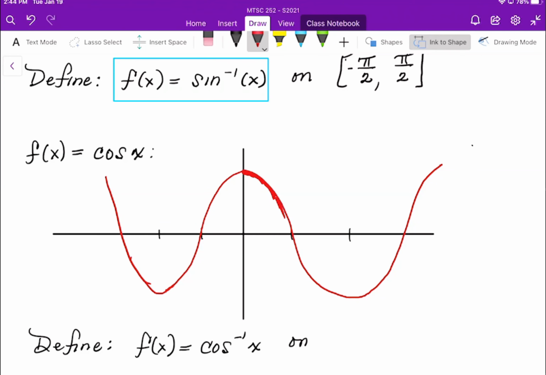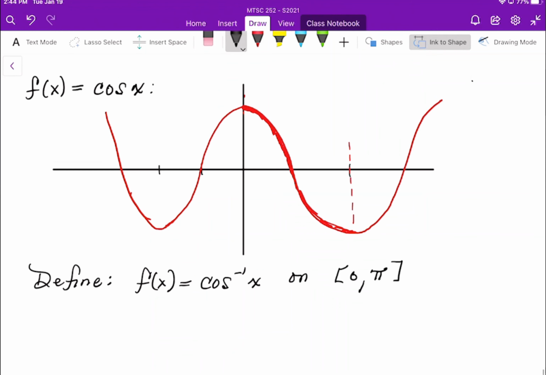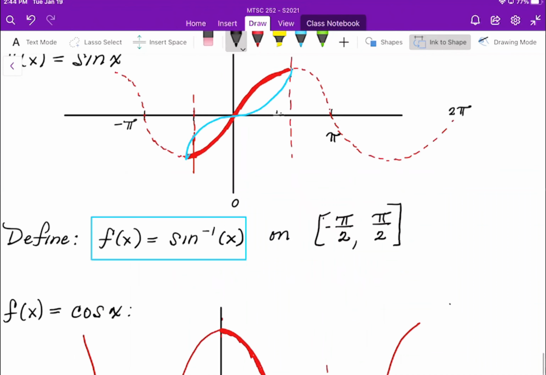So we're going to restrict it to 0 to pi. Actually, I should do a better picture of this. I don't like this picture. I don't trust it. It needs to be really drawn right.